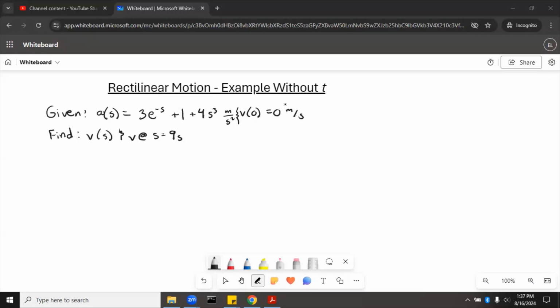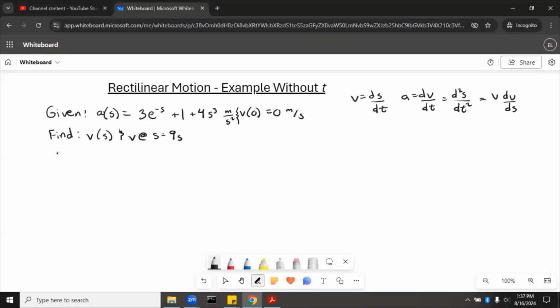If we remember, we've got v equals ds/dt, or a equals dv/dt equals d squared s/dt squared equals v dv/ds. Okay, so there's only one of these that doesn't have t in it, so we'll use that one.